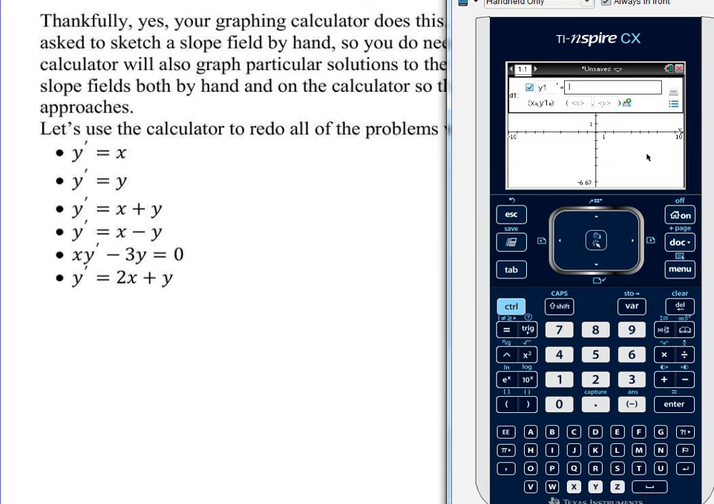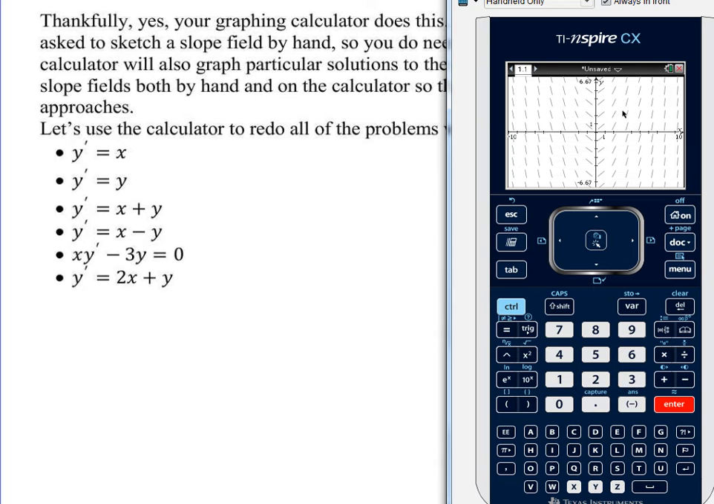Notice that the notation there has a little checkbox here. You can turn this graph on and off as needed. So you can enter in a bunch of these and just uncheck them if you don't want to see them anymore. This is y1 prime right there. I'll explain this y1 thing in a minute. For that first one, we're just typing in y prime equals x. So in this box, we can type in x, and then go ahead and graph it, and it gives us that slope field automatically.